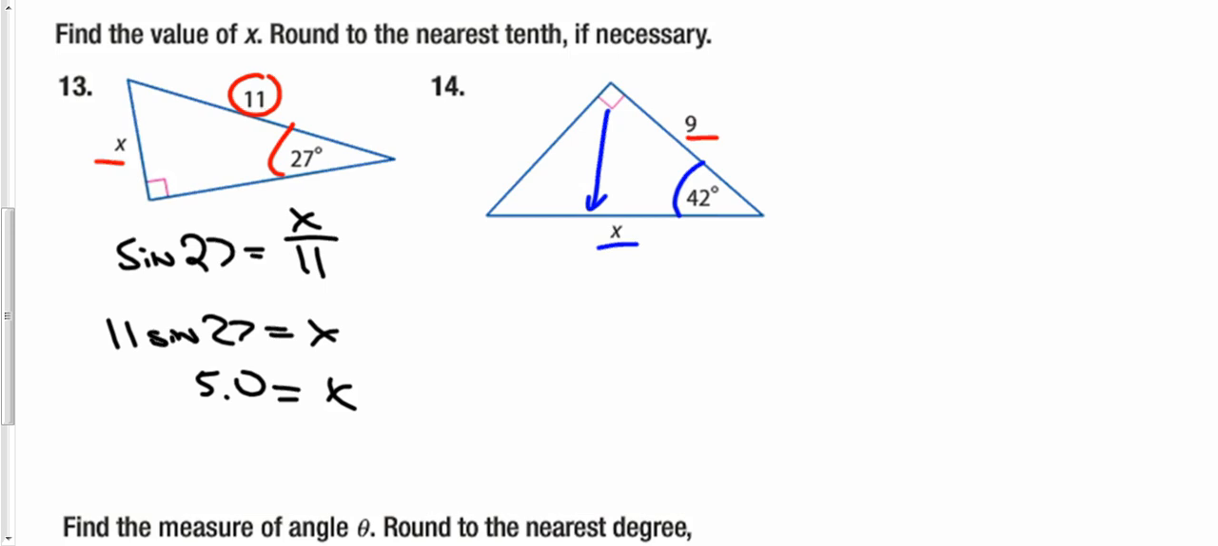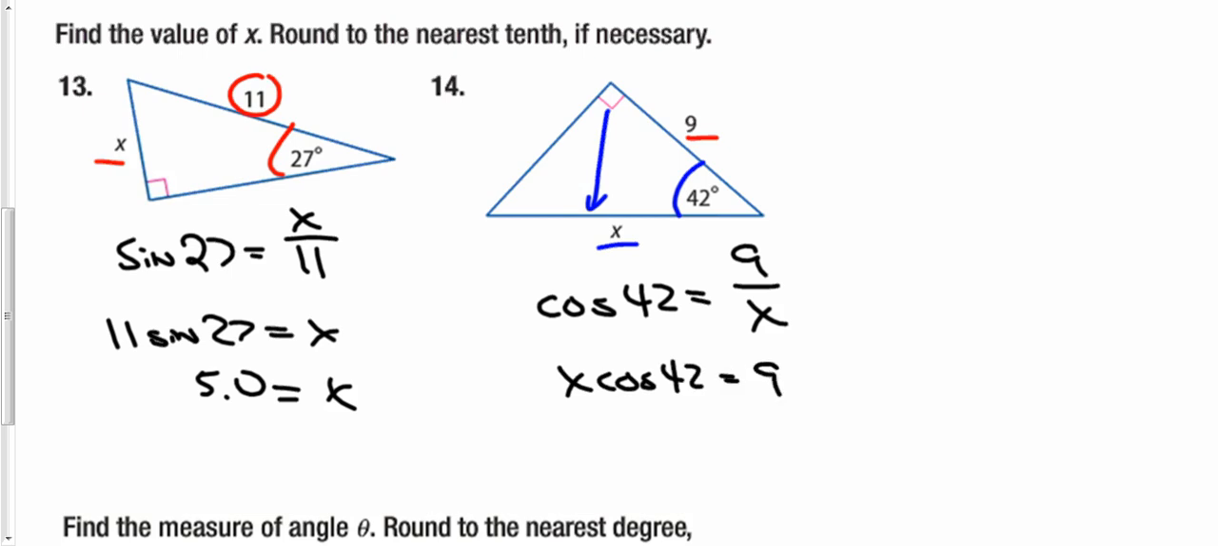I have to decide what ratio I need. I'm going to use the cosine. The cosine of 42 is equal to adjacent over hypotenuse. In this case, multiply both sides by x. So we have x cosine 42 is equal to 9. Divide both sides by the cosine of 42. And so x is going to be equal to about 12.1.